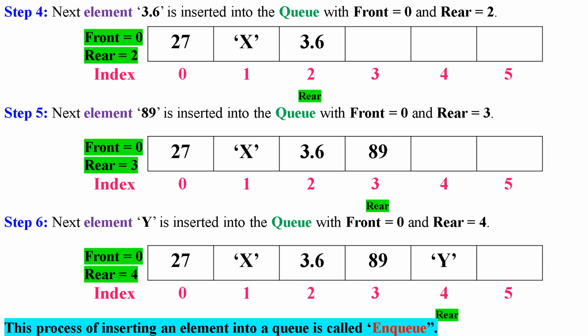Have you noticed that, in these 6 steps of inserting elements into a queue, all insertions occur at the rear end? And also, the index value for the rear position changes with each element insertion. In contrast, the index value for the front position remains constant at 0. When the last element is inserted, front stays at the 0th position, while rear reaches the 4th position of the queue. This process of inserting an element into a queue is called enqueue. The position of rear changes with each insertion, allowing elements to be added at the end of the queue.